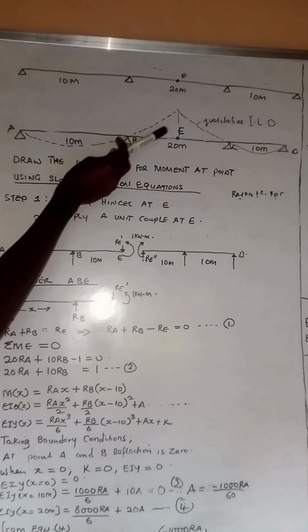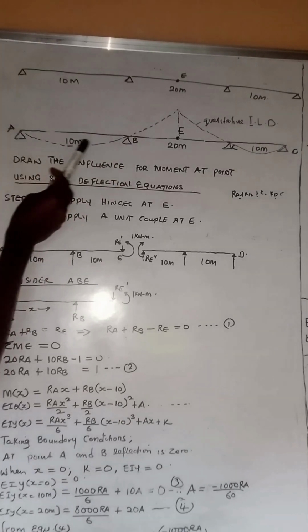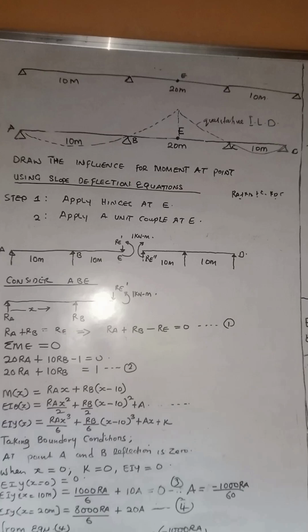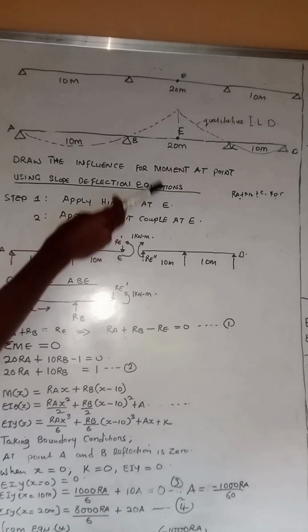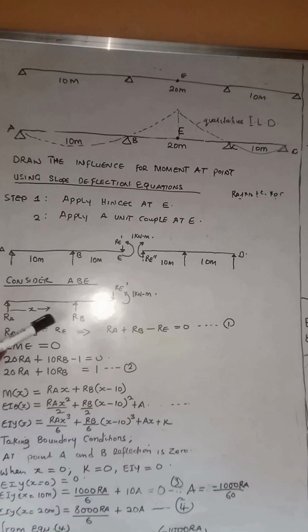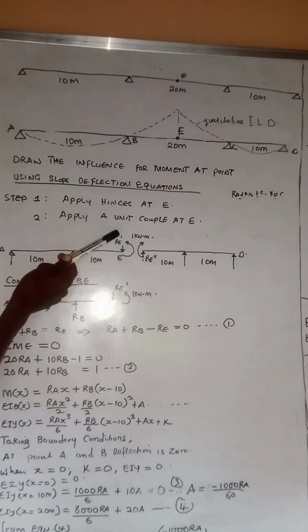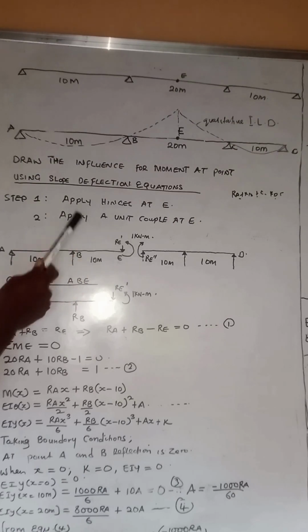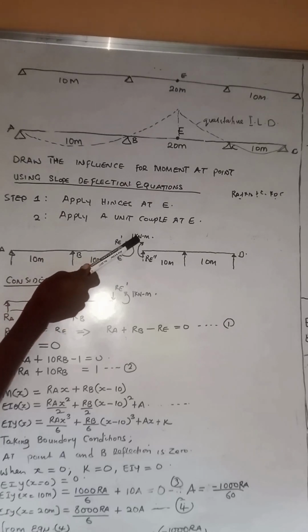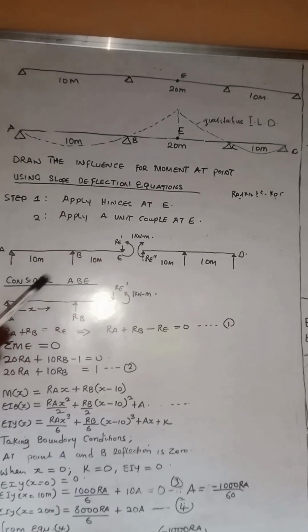Now, having applied a couple moment, we are going to have the deflected shape in this format. Like I said, step one is applying a hinge at point E. Step two, applying a unit couple at E. When we apply a hinge, we allow a rotation at point E. So we have the couple causing a rotation at point E. A unit moment, 1 kilonewton meter, is applied.